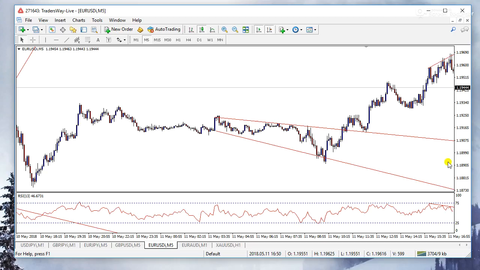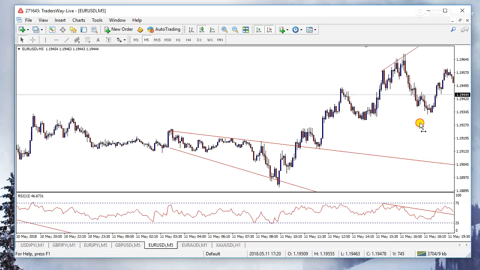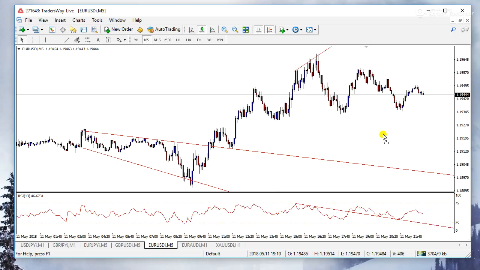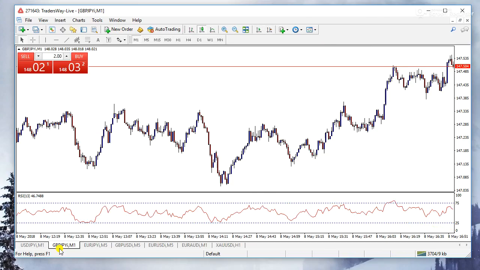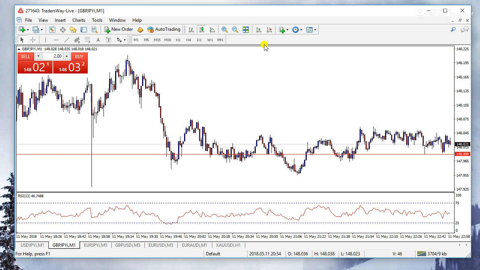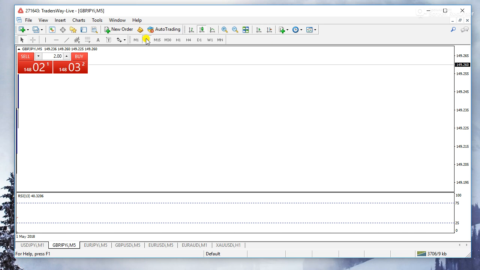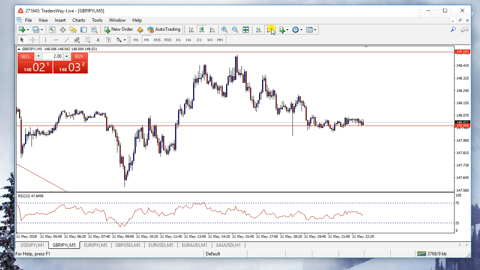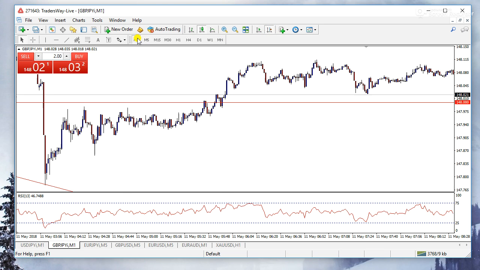I think there was one on GBP/JPY. I can't remember the time frame. Let's see if I can find it here. So let's look on minute 5. It might have been on minute 5. I think this was it right here. So this right here is a range. I don't know if I did this on the minute 1 or minute 5. Yeah, so I think it was on the minute 5.